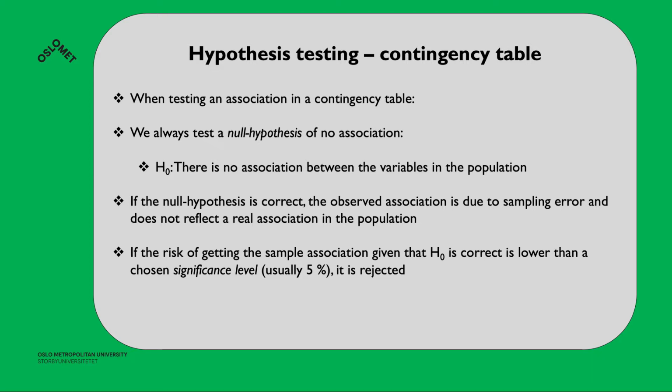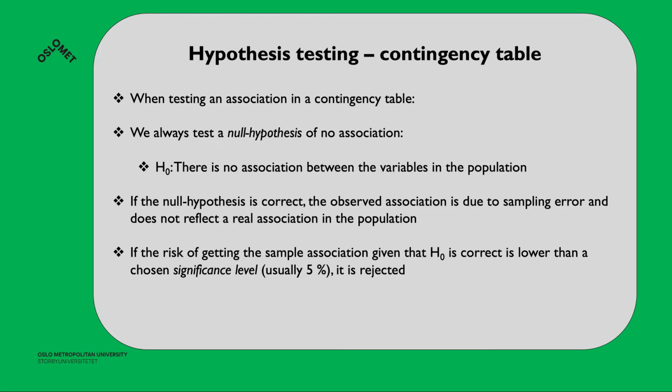So, hypothesis testing contingency table. When testing an association in a contingency table, we always test a null hypothesis, so no association. So our null hypothesis is there is no association between the variables in the population. If the null hypothesis is correct, the observed association is due to sampling error and does not reflect a real association in the population. And if the risk of getting the sample association, given that H0 is correct, is lower than the chosen significance level, usually 5%, we reject the null hypothesis, or H0.